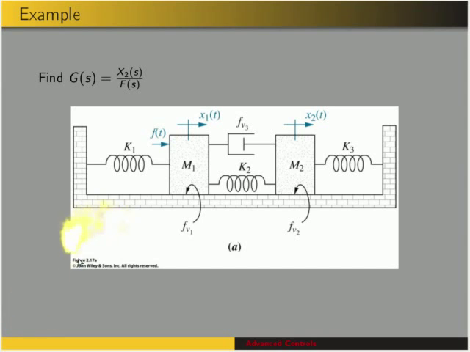So here's an example. We have 2 degrees of freedom here. X1 and X2 are independent motions. So you can see that if we held X2 fixed, then X1 could still move. And also if we held X1 fixed, then X2 could still move. So X1 and X2 are independent. And we want to find here the transfer function relating X2 to the force F.